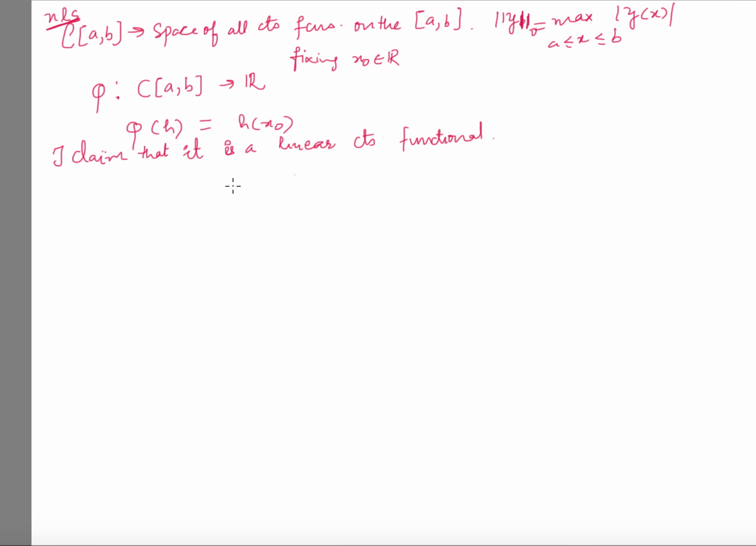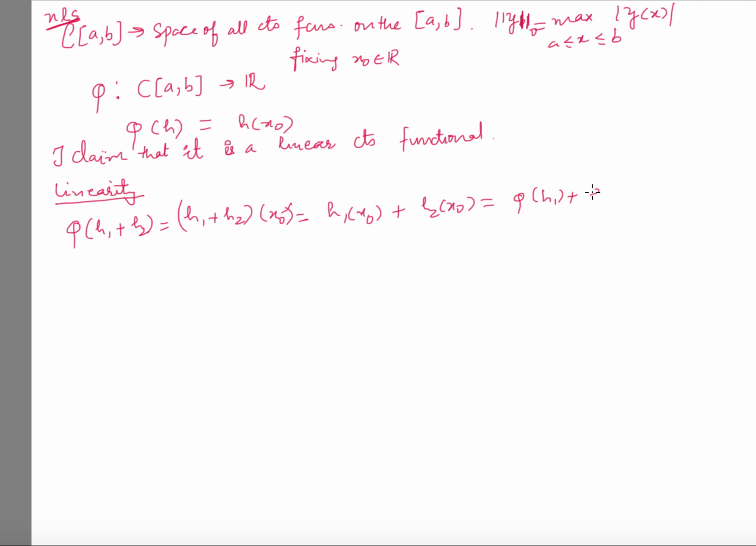First of all, let's check the linearity. It's very simple. Phi of h1 plus h2, what will that be? That will be h1 plus h2, which is an element of V, V is C[a,b] here, computed at x naught. We know that this is equal to h1 computed at x naught plus h2 computed at x naught. This is phi at h1 plus phi at h2. So I have that phi of h1 plus h2 is equal to phi of h1 plus phi of h2. This is the first condition of linearity.